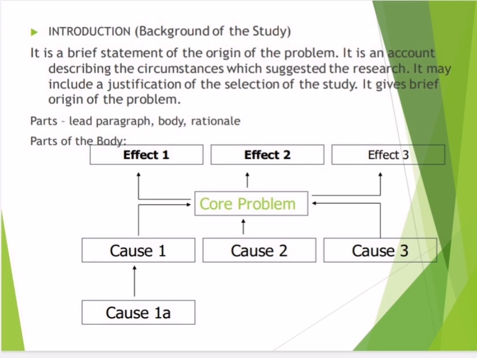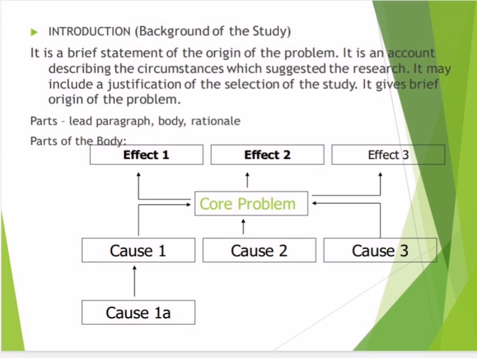And your introduction or background of the study has three parts. The first one is the lead paragraph, and it should also have a body and the rationale. Okay, this is the diagram of the parts of the body. As you can see on your screen, you have a diagram wherein the core problem is in the center, in the middle, and at the top there are the effects and at the bottom the causes, and therefore you must be able to fill in these boxes.